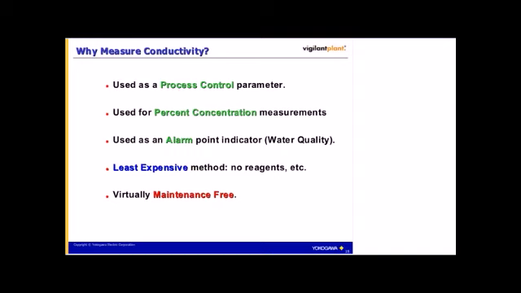Why do we choose to measure conductivity rather than some other parameters, such as pH or maybe dissolved oxygen? Primarily because it's less expensive and requires less maintenance and calibration than other parameters like pH. Conductivity can be used in a variety of applications, from pure water, as we've talked about today, through percent concentration measurements. But basically, it's a simpler measurement to deal with regard to installation, maintenance, and calibration.